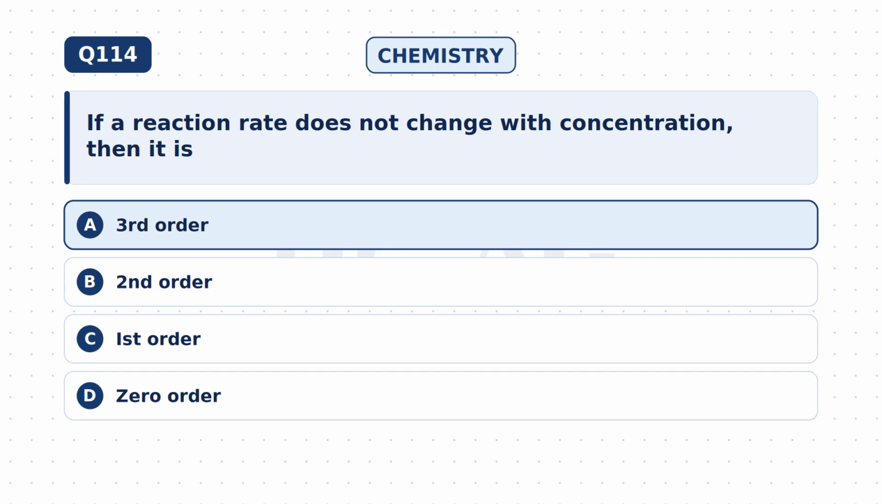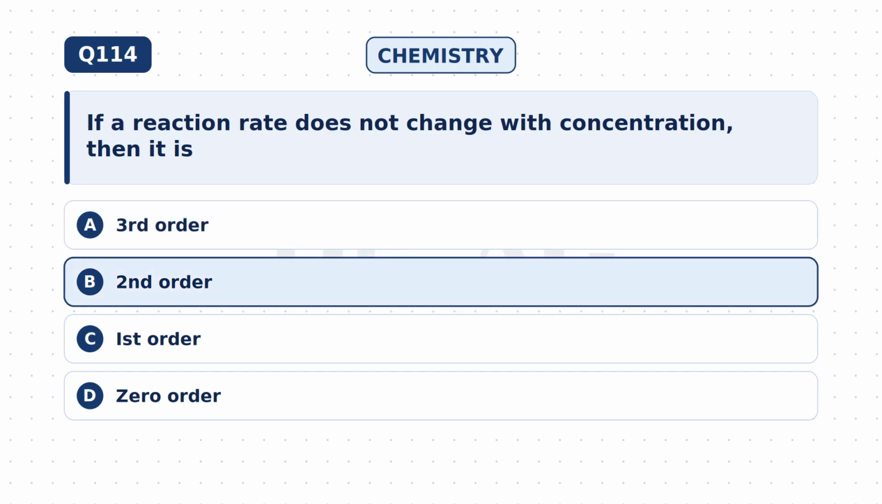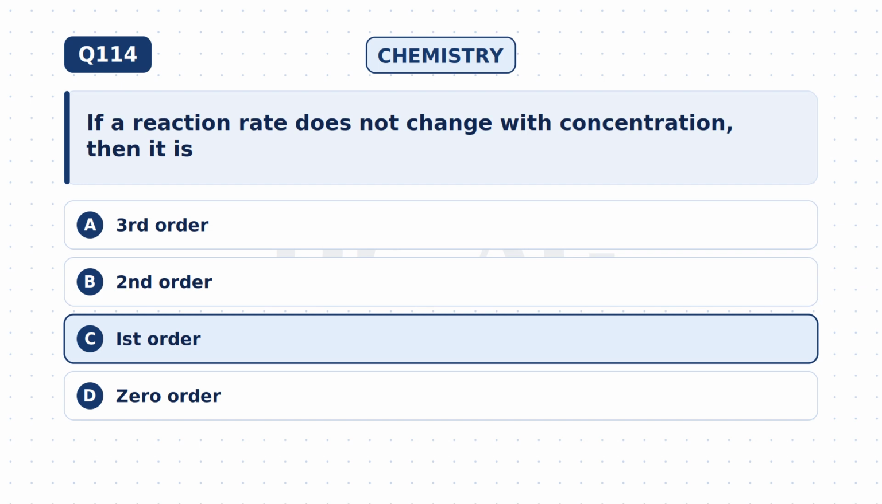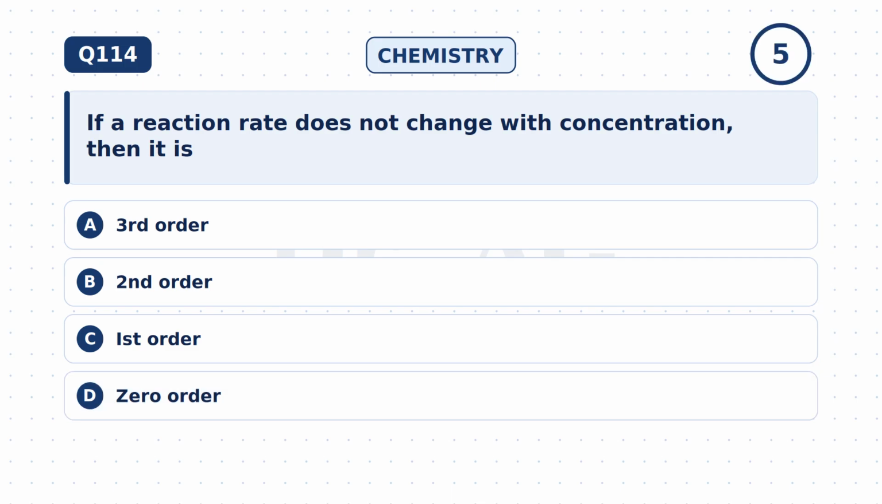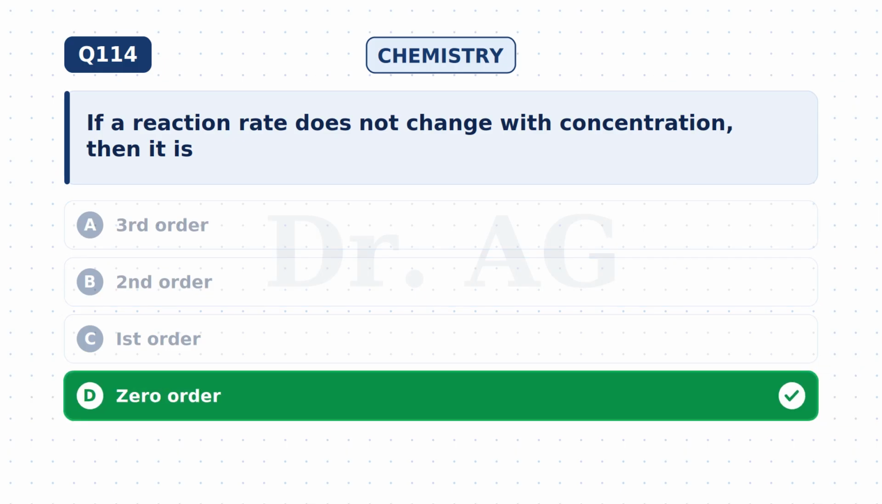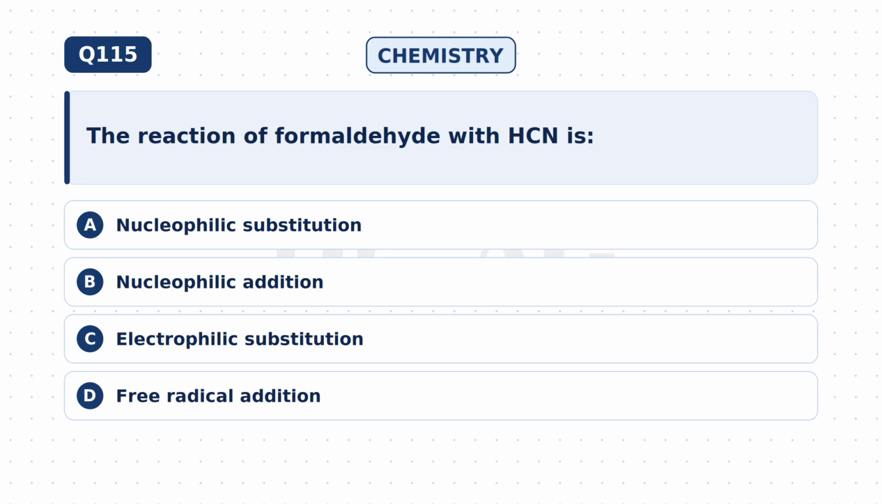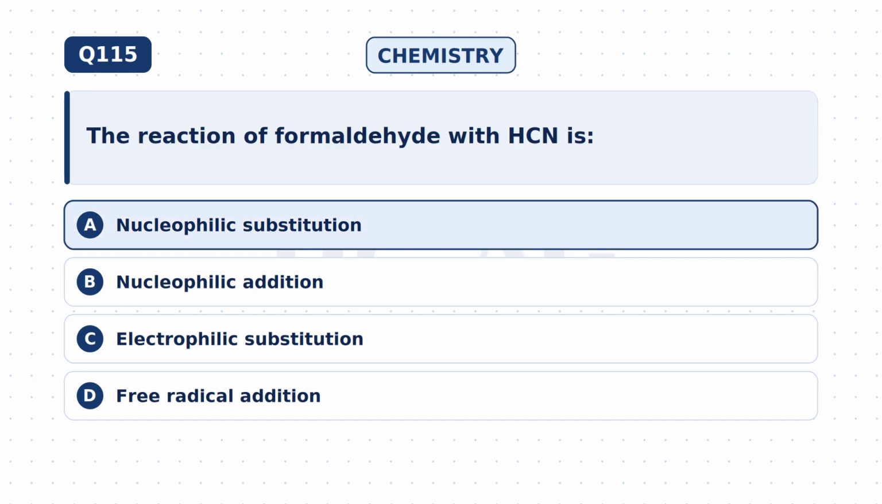Question 114. If a reaction rate does not change with concentration, then it is. Option A, third order. Option B, second order. Option C, first order. Option D, zero order. The correct answer is D. Zero order.